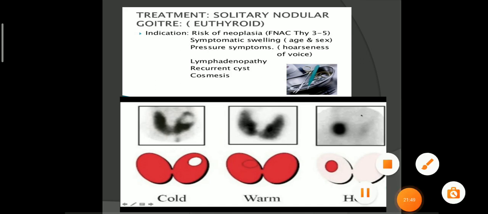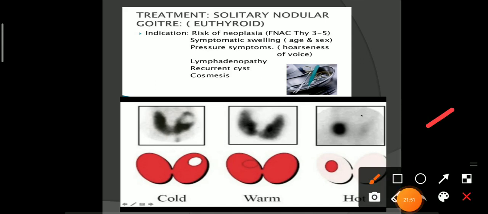In hot nodules, the main thing is that only the affected part is going to take the isotope. The remaining entire gland is not going to take the isotope. In warm nodules, the entire gland along with the affected part is going to take the isotope. Whereas in the cold, except the affected part, the entire gland is going to take the isotope.